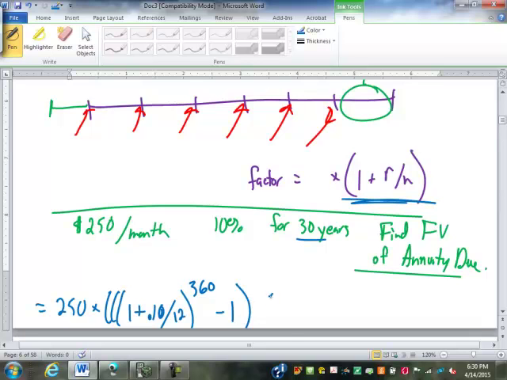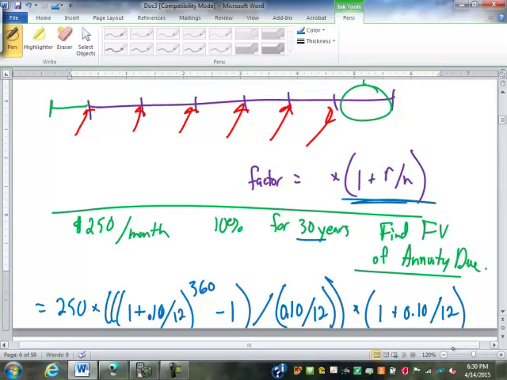Minus 1. Close, divided by open 0.10 divided by 12, close and close. Well, so far we have done absolutely nothing different. We calculate this all out, we've got the future value of an ordinary annuity. What makes it an annuity due is we add this little factor, times 1 plus 0.10 divided by 12. So this right here, only difference.